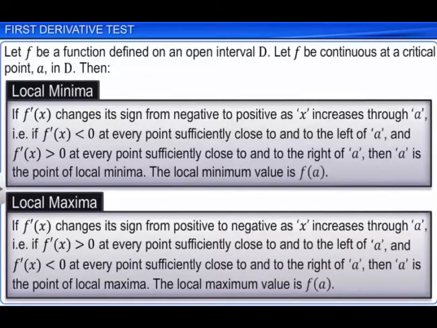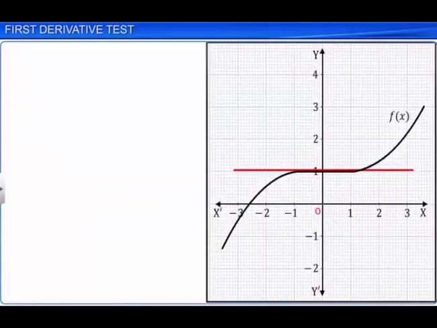Now, take a look at this graph. In the diagram, the tangent line is horizontal at (0, 1), and the slope of the curve is 0 on both sides of this point. That is, f dash x does not change its sign as x increases from the left neighborhood of 0 to the right neighborhood of 0. So in this case, 0 is neither a point of local maxima nor a point of local minima.